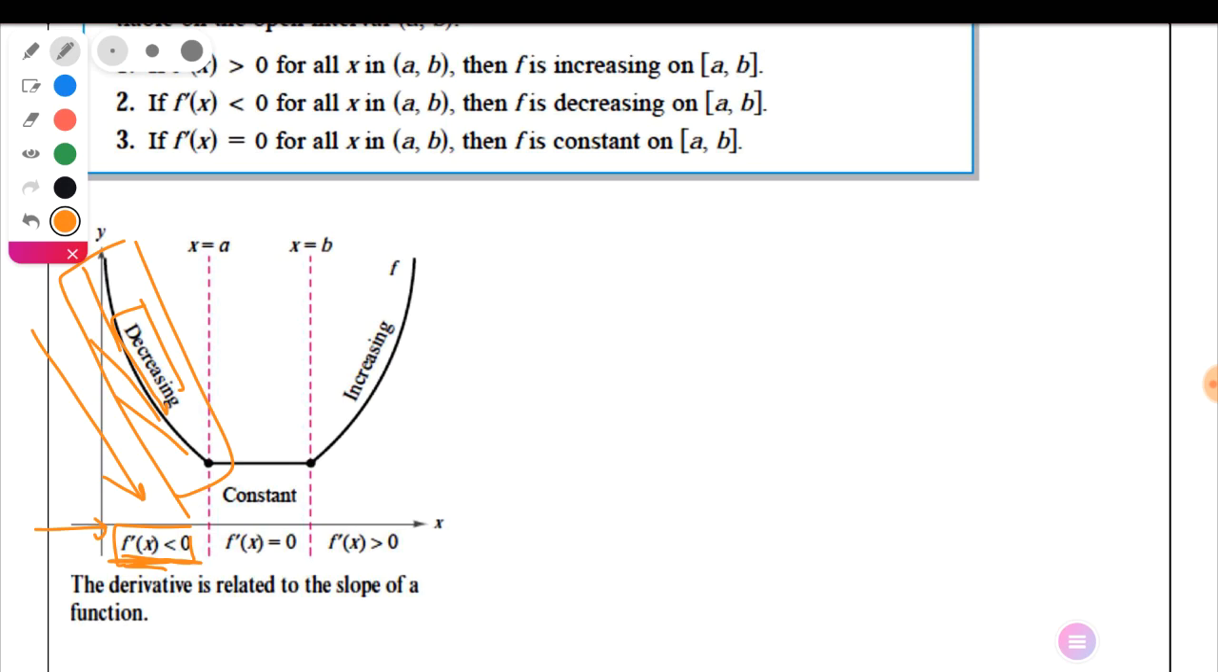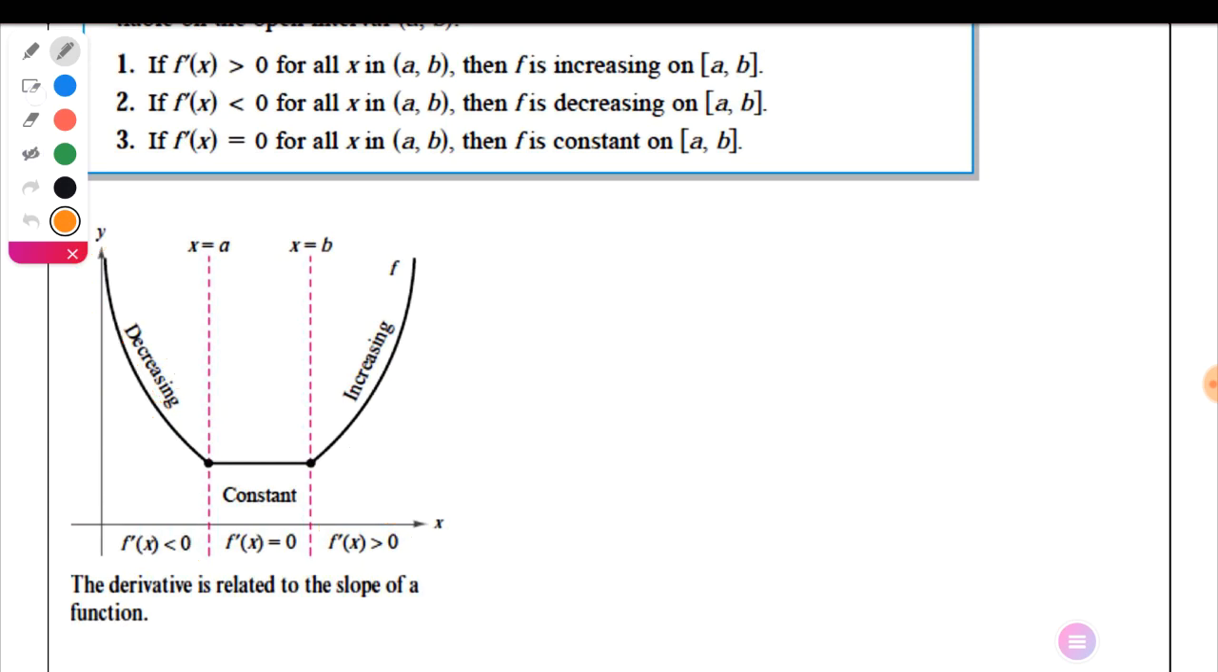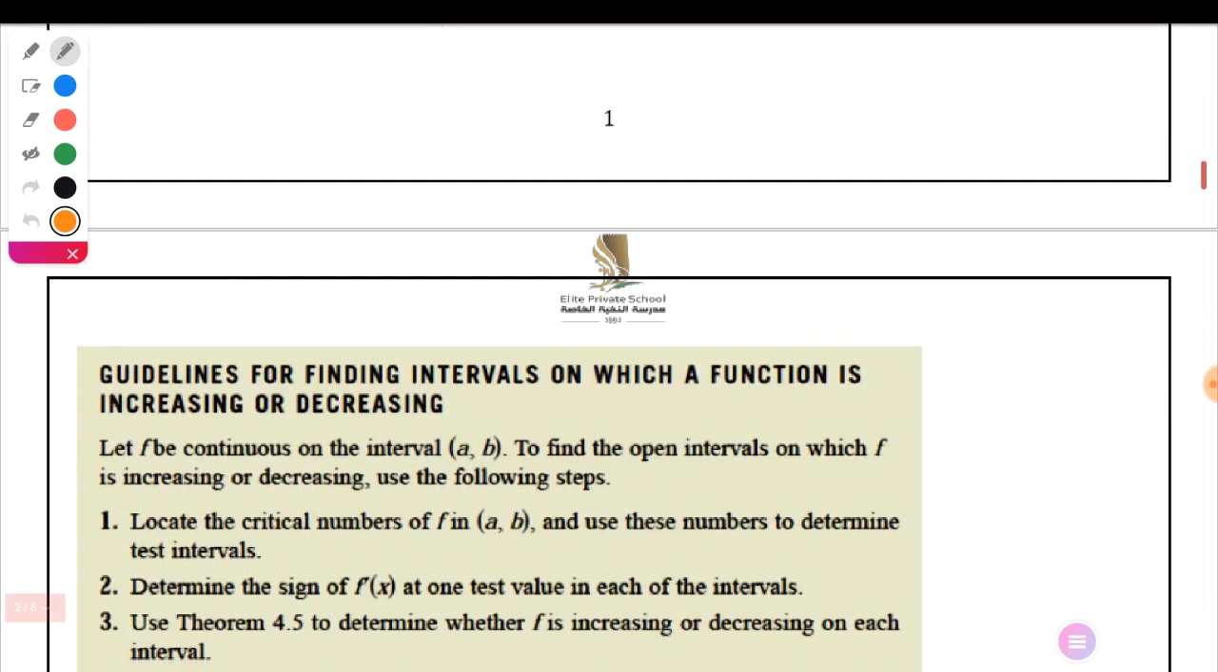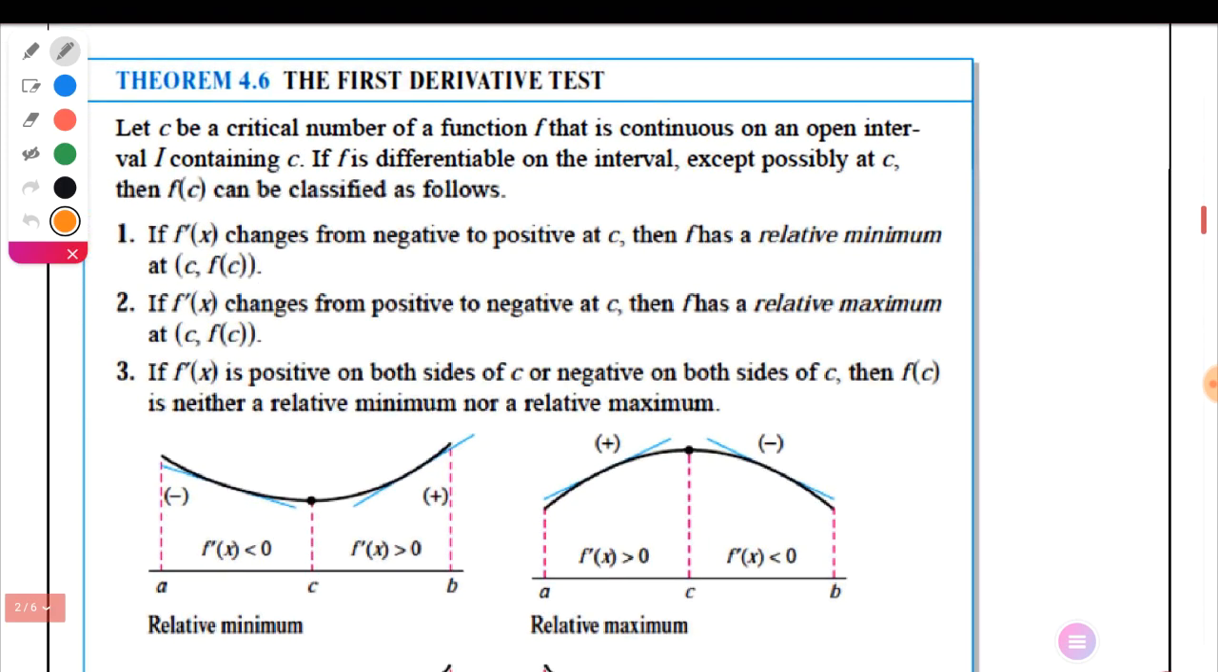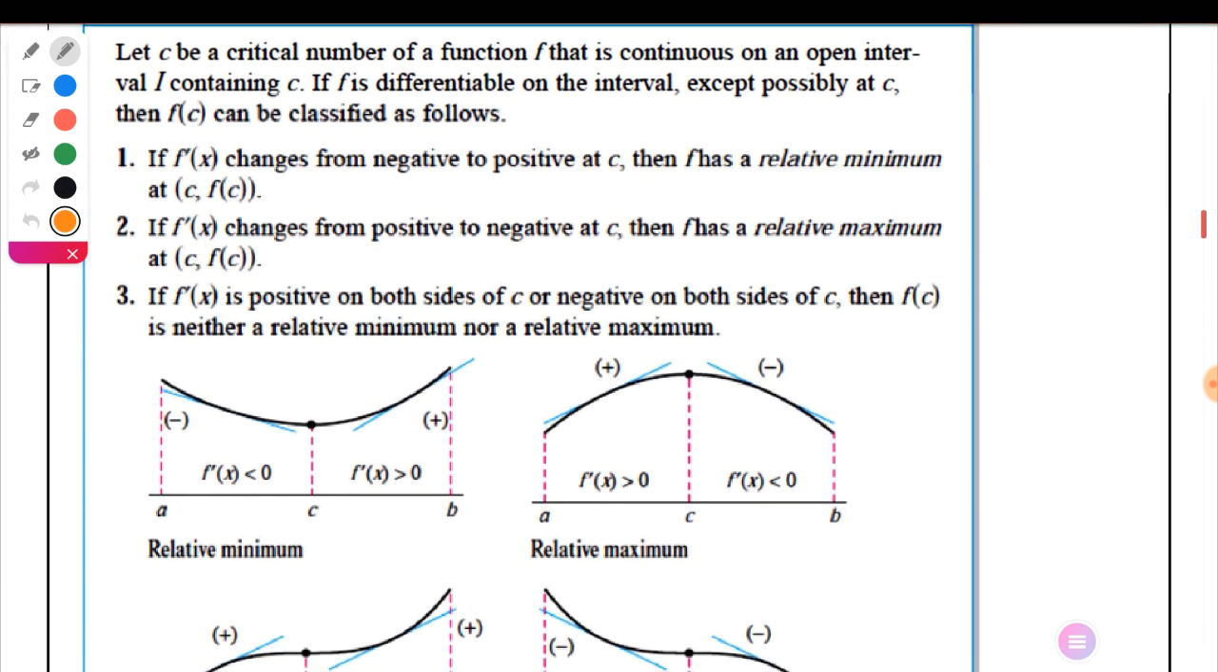If the derivative of the function is more than 0, positive, on an interval, the function is what? Increasing. If the derivative is 0, the function is constant. I'll show you how to apply all of these concepts to solve problems. Here, I'd like to tell you something. Please focus.